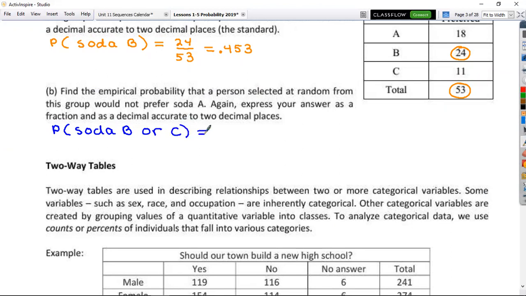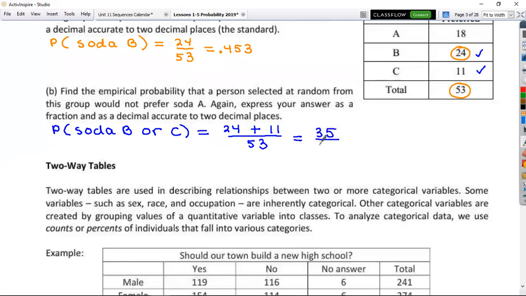And what you're going to do is add those together. And again, I know it seems strange, but we do typically require you to show that. So you're going to show 24 plus 11 divided by 53. All right, so this is equal to 35 over 53.